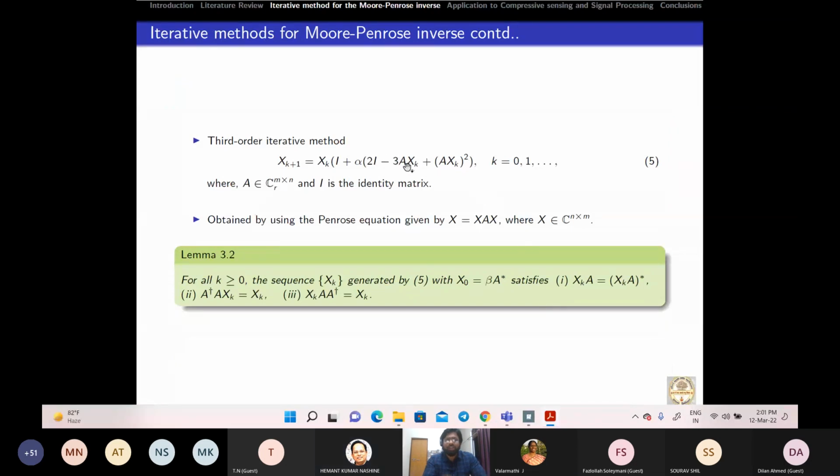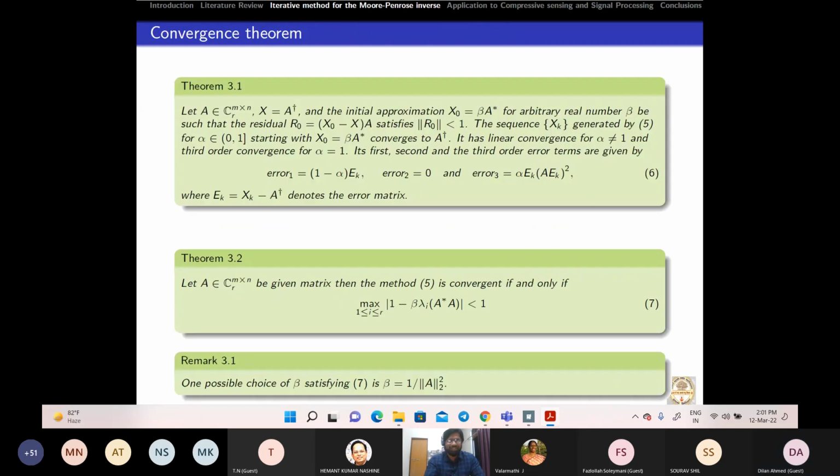This equation five is our method that we have proposed. Okay, I got it. Third order. Okay, I got it. Thank you. Sure, thank you so much.